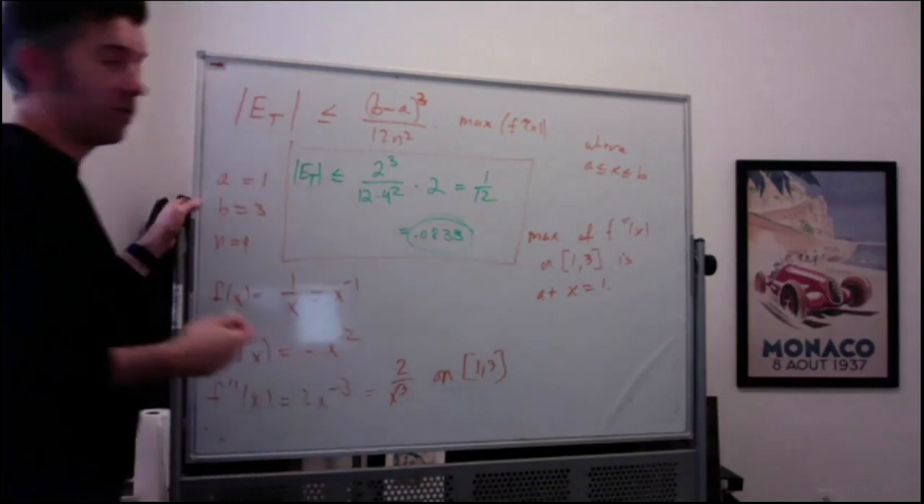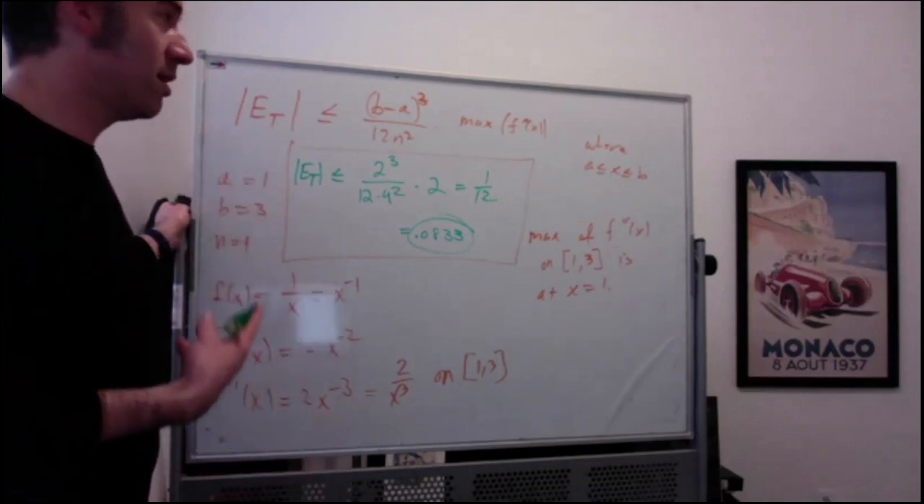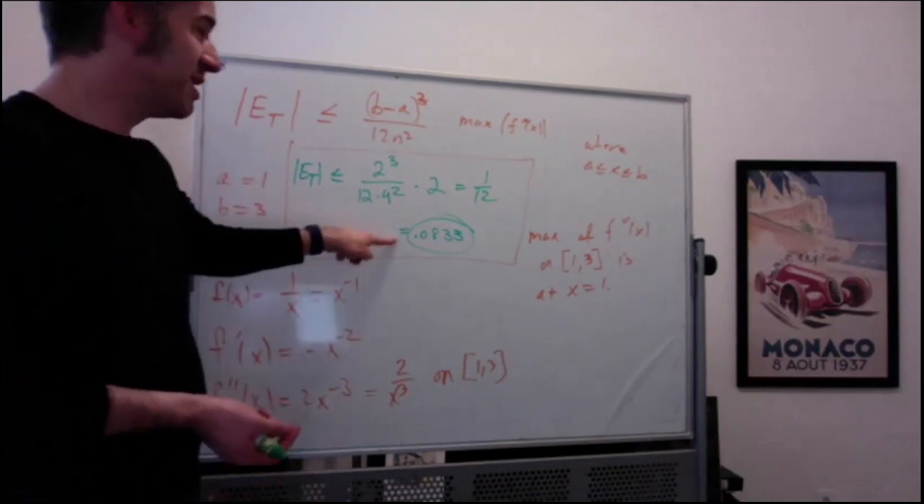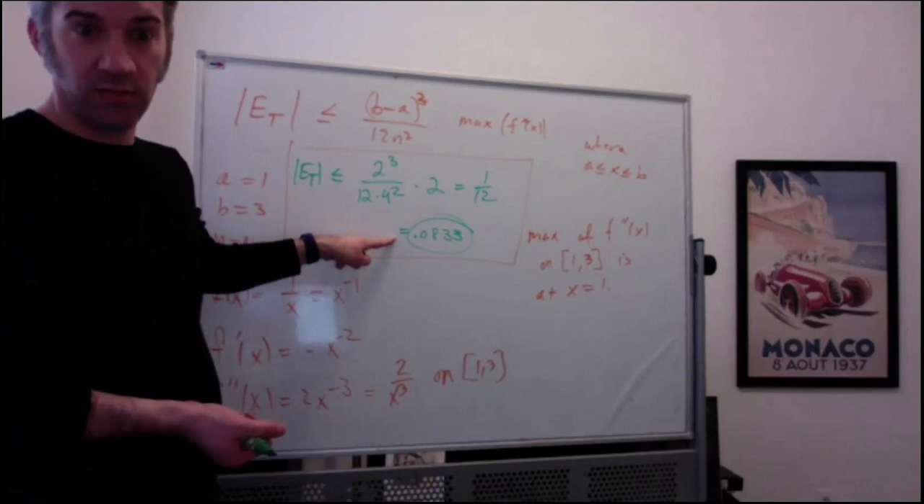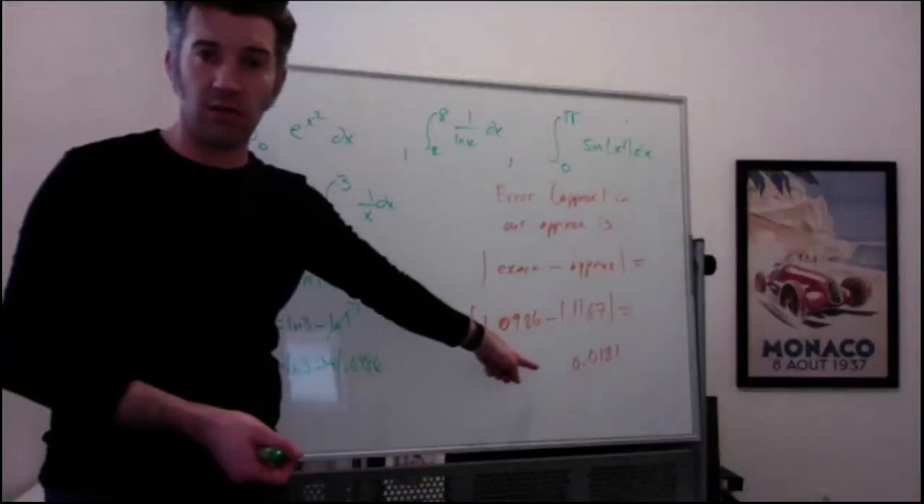So for this estimate with n equals 4 trapezoids, this is the most the error could have been. We certainly agree with that because we actually found the error to be much smaller.